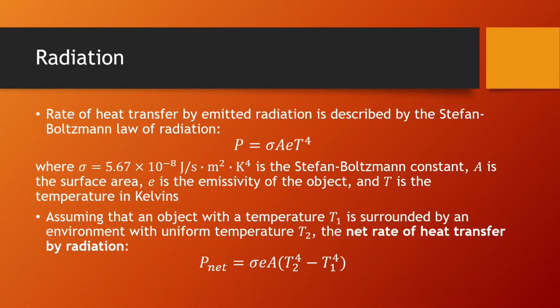Now, if we assume that an object with a temperature T1 is surrounded by an environment with uniform temperature T2, the net rate of heat transfer by radiation is equal to sigma times E times A, our area, times the difference between T2 to the fourth minus T1 to the fourth. So this is our net rate of heat transfer by radiation.